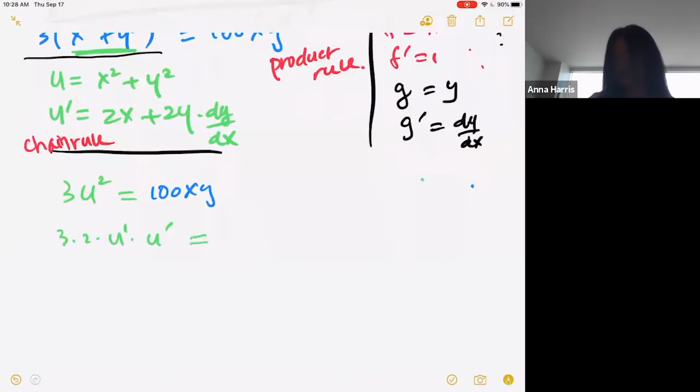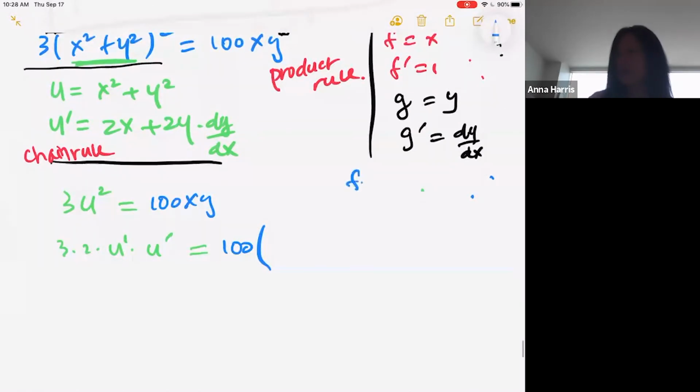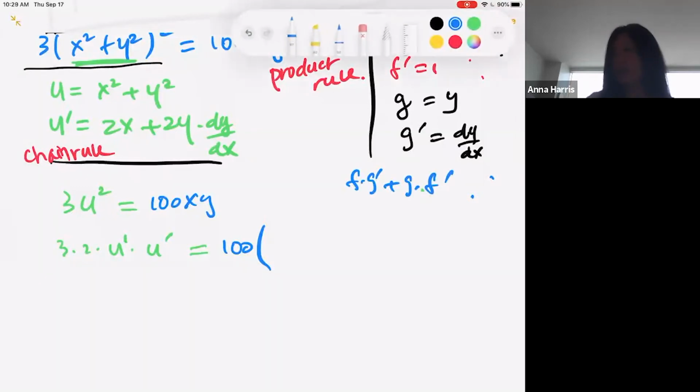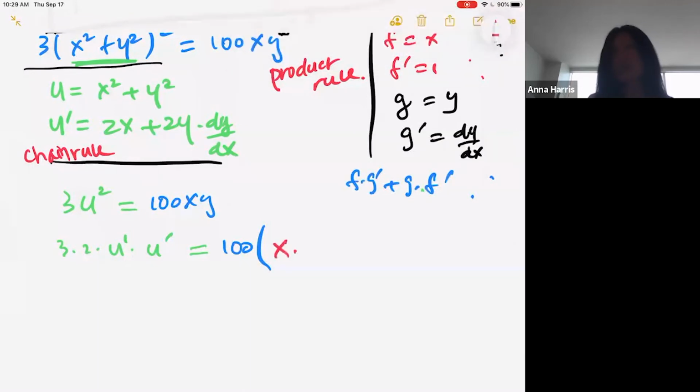That's equal to, and then you use the product rule on the other side. Don't worry about the 100, just leave the 100 in the front, and I'm going to use parentheses. The product rule says what? f times g prime plus what? g times f prime. That's what I need to do. So f is x. What is g prime? dy/dx.